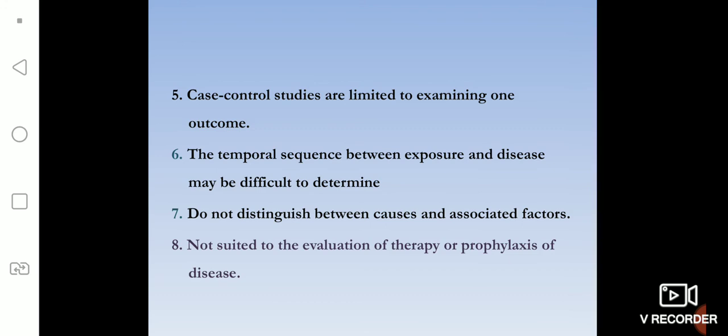Case control studies are limited to examining one outcome. The temporal sequence between exposure and disease may be difficult to determine. They do not distinguish between causes and associated factors. They are not suitable to evaluate therapy or prophylaxis of a disease. These are all the disadvantages of case control studies.